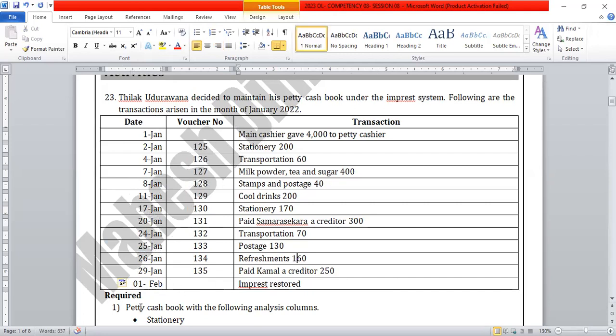Not 29th January, there should be 31st of January, there should be 1st February.